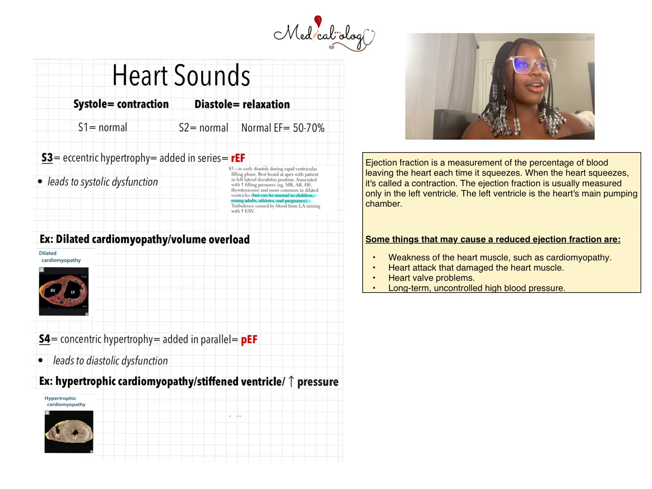Today I'll be discussing heart sounds and how to differentiate between S3 and S4 sound. As you guys know, I have the best mnemonic to help you pick out the differences between S3 and S4. So let's get started. I want to start off with the fundamentals.